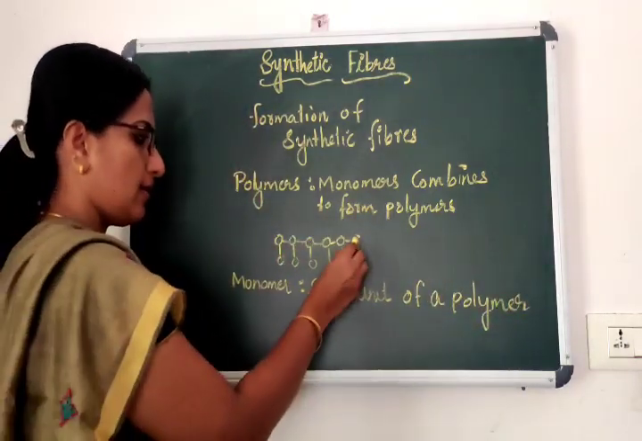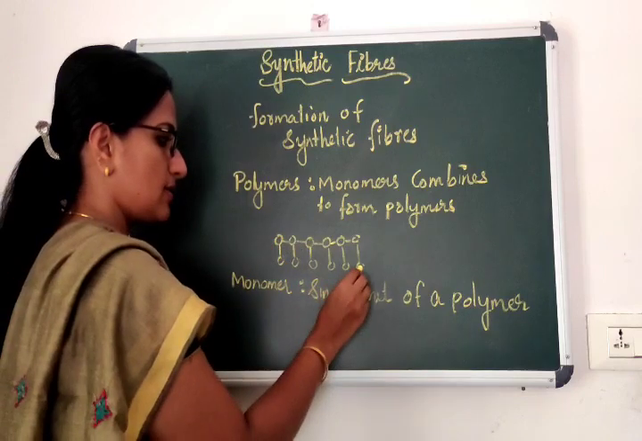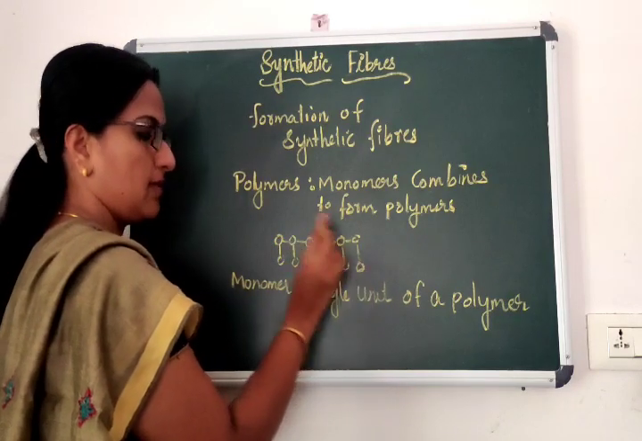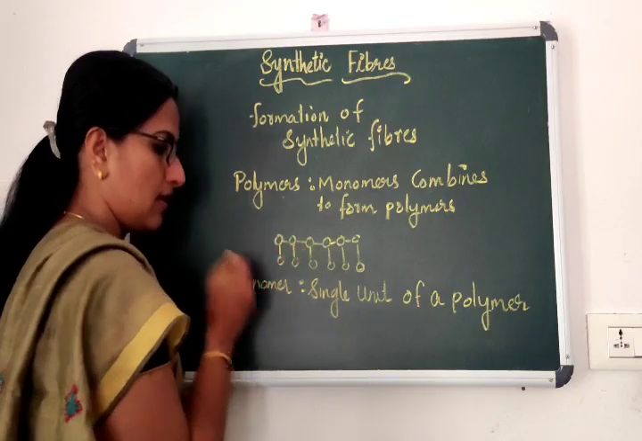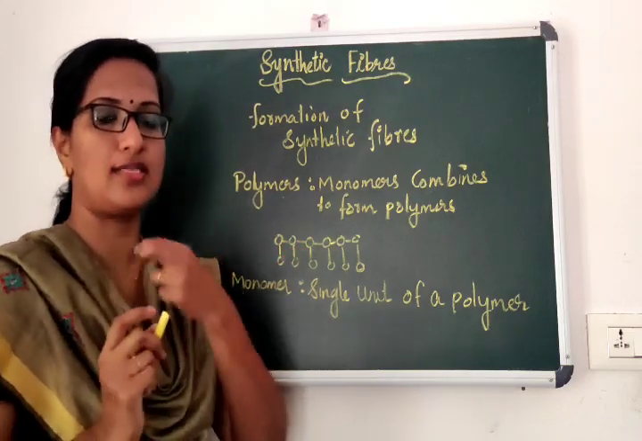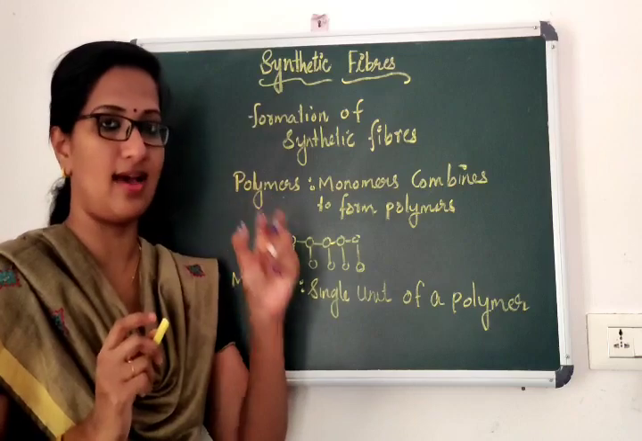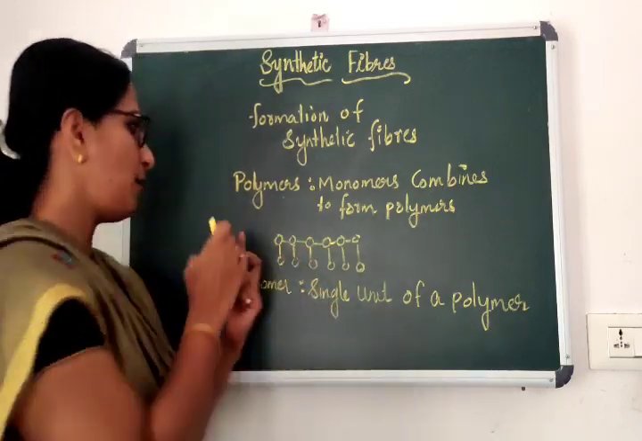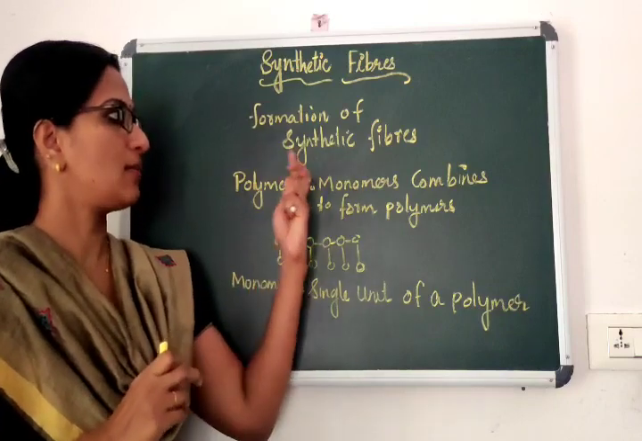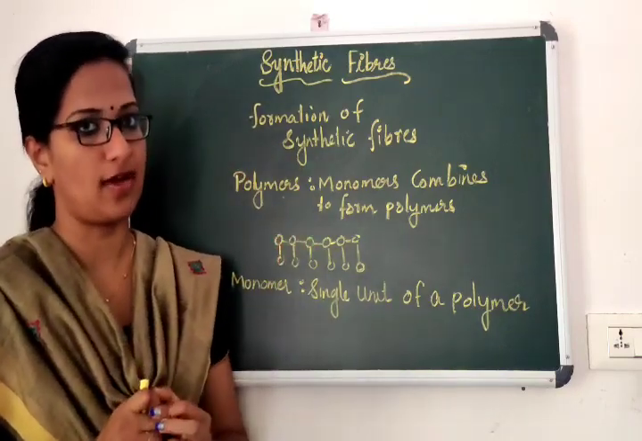Okay. So suppose this is the polymer, means this is a synthetic fiber. So each unit of this polymer is the monomer. Like our chain, each bead is a monomer, and the whole chain consists of polymer. Okay, so this is about the formation of synthetic fiber.